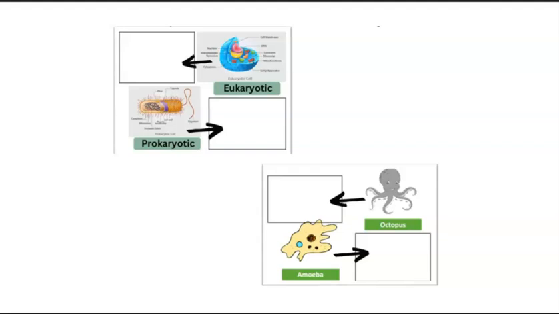So for today's lesson, Quarter 2, Week 3 of Science 7, Matatag curriculum. Our lesson will start with a review of eukaryotic and prokaryotic cell type.